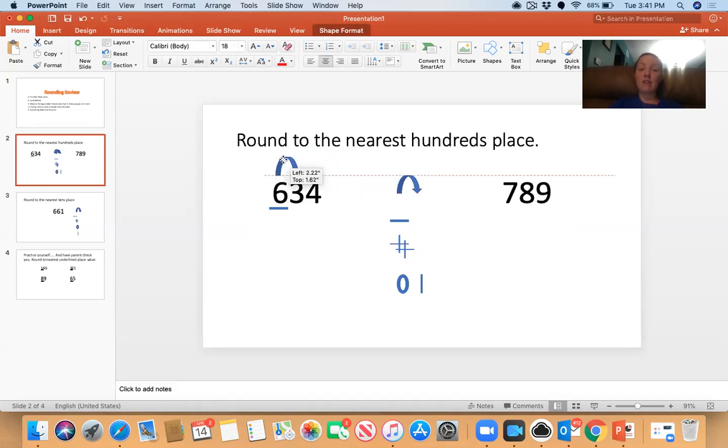Remember in class I had you draw your arrow looking back. So I'm going to put my arrow looking back. Now I know where my hundreds place is, and I'm looking back at my tens place. Now I want you to take a second and look at what's in the tens place. What number is in the tens place? It's a 3. Is 3 a weak number or a strong number?